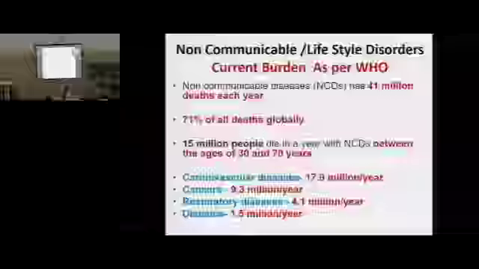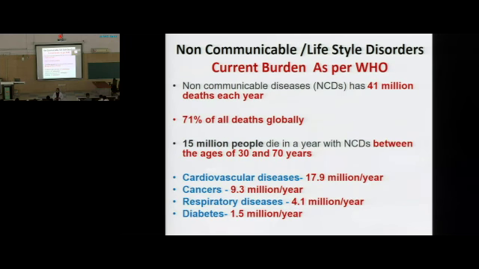You will see this WHO statistics, which shows how much the world is suffering from non-communicable diseases. 14 million people are dying each year due to non-communicable diseases. Again, 71% of all global deaths are due to NCDs. 15 million people are dying, and if you see the age range, at the age of 30, which is a very young age, people are suffering from NCDs. They are suffering and dying. So it is very important to understand that NCDs are rising in percentage, and the death toll is rising.